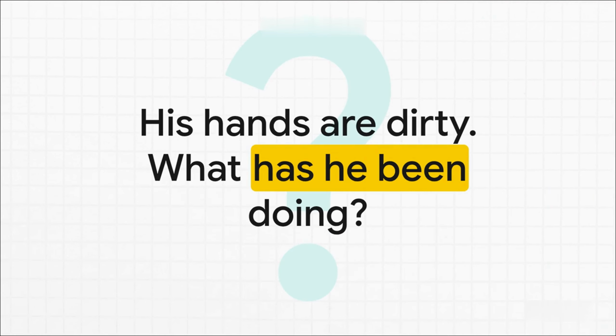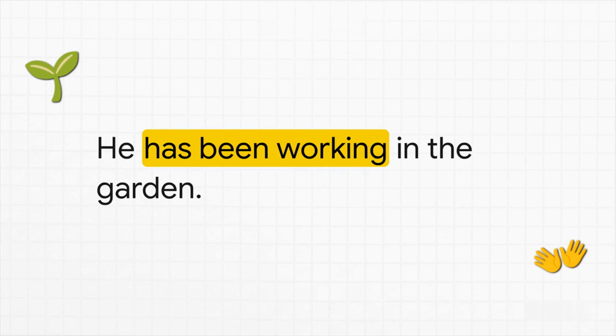Okay, to get our heads around this, let's start with a little puzzle. Take a look at this. His hands are dirty. So the question is, what's he been up to? Just think about it for a sec. What kind of activity would lead to, well, that? And here's the answer. He has been working in the garden. You see that phrase right there, has been working? That, my friends, is the present perfect continuous.